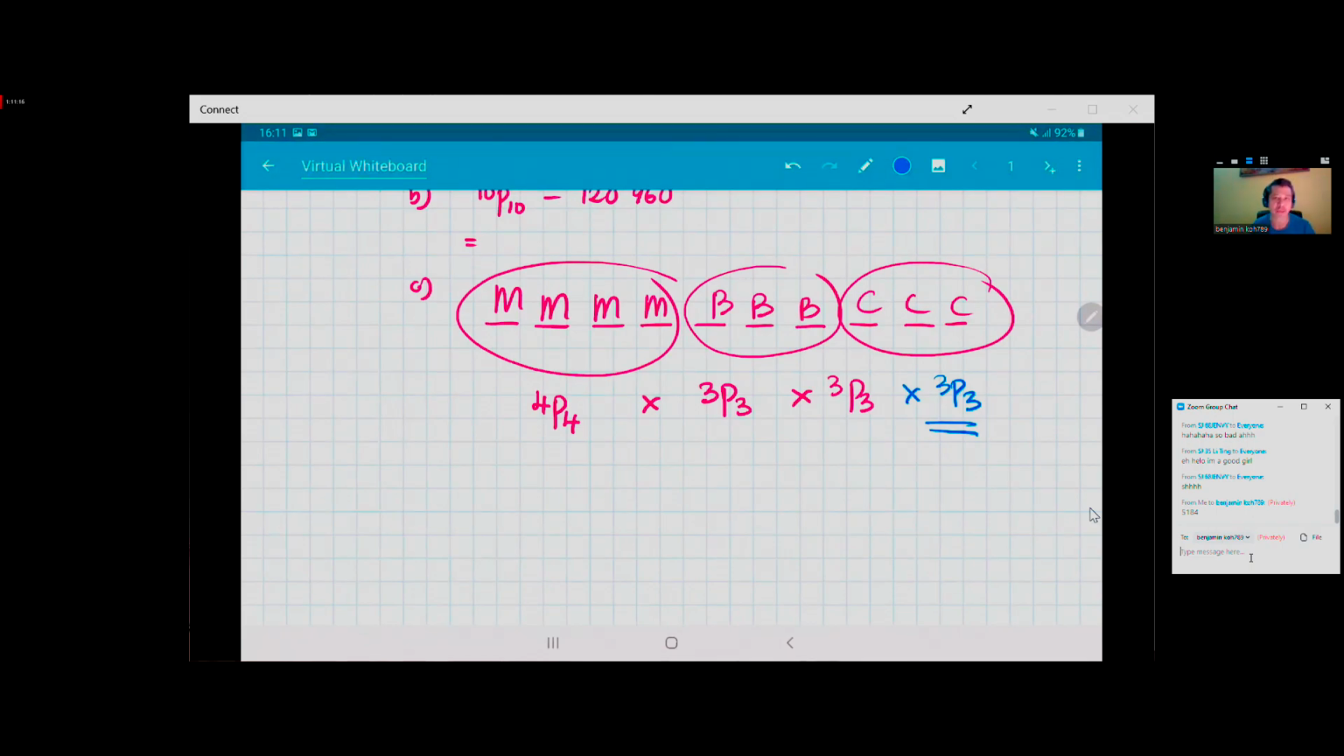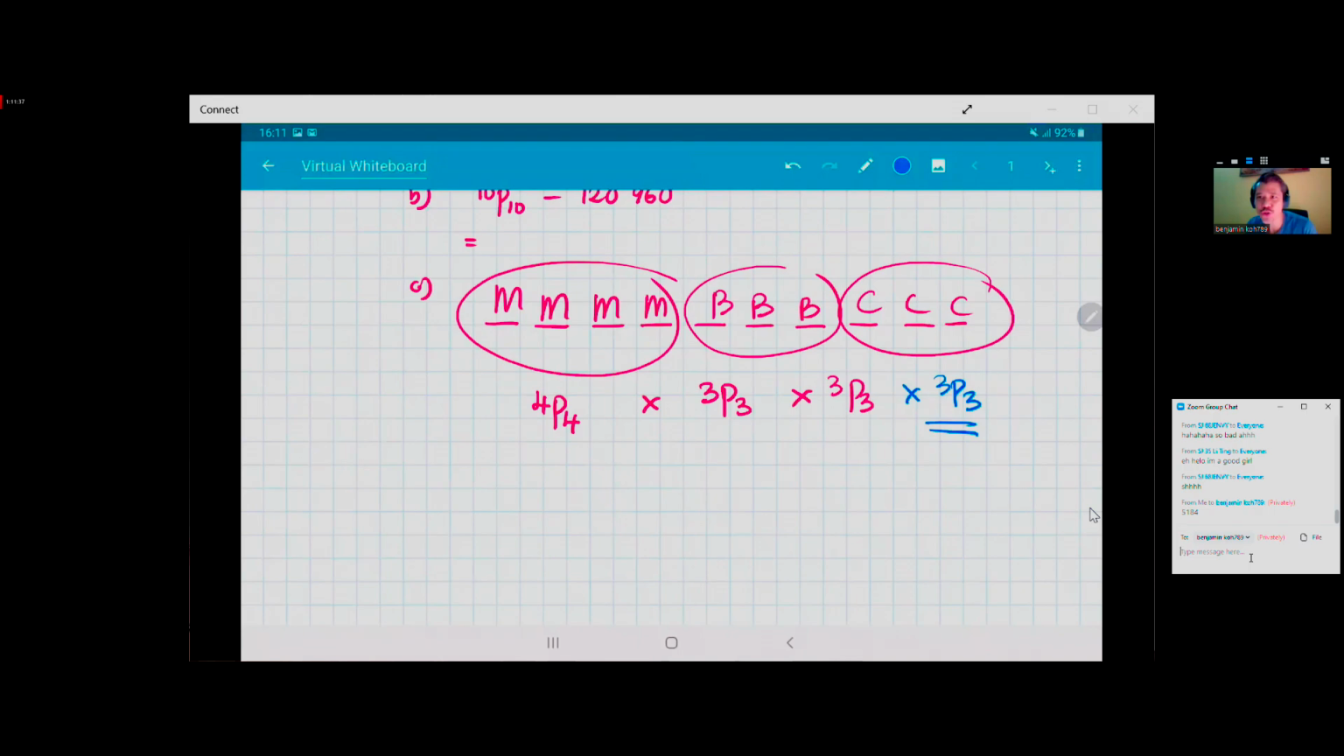That's why. So the first 4P4 is for the math. The second one, 3P3, is for bio. The next 3P3 is for the chemistry. The last 3P3 is because these 3 groups can arrange among themselves. Boleh disusun among themselves. That's why. Got it? Okay. And you get 5184.